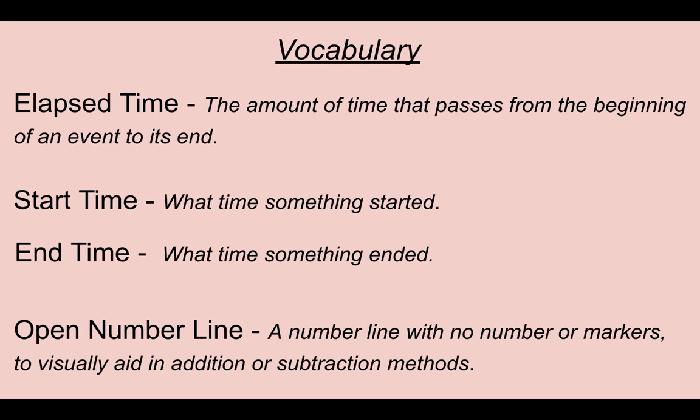Elapsed time. Elapsed time is the amount of time that passes from the beginning of an event to its end. Our start time is what time something started. Our end time is what time something ended. And we are going to find this by using an open number line. An open number line has no numbers or markers and visually aids us in the addition or subtraction methods.